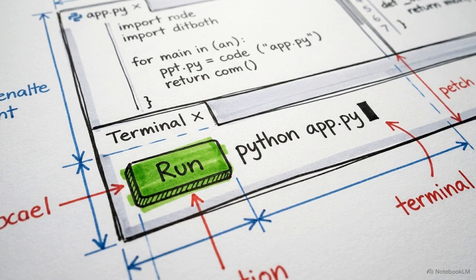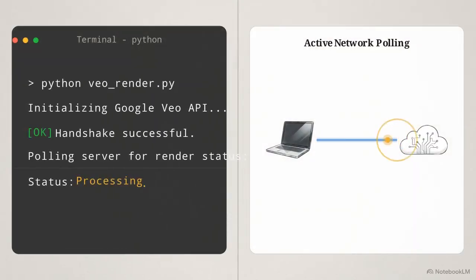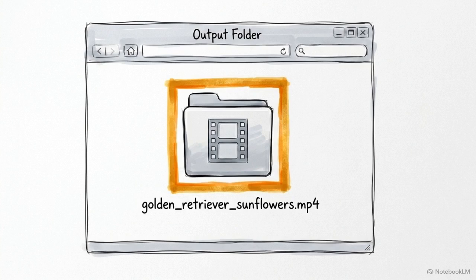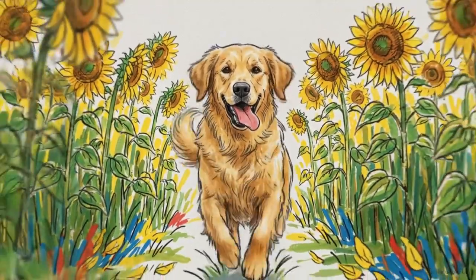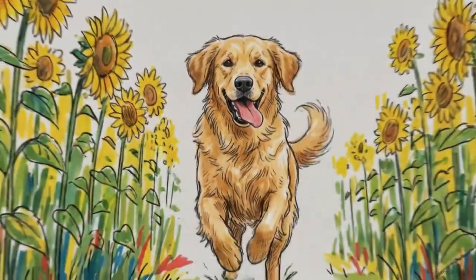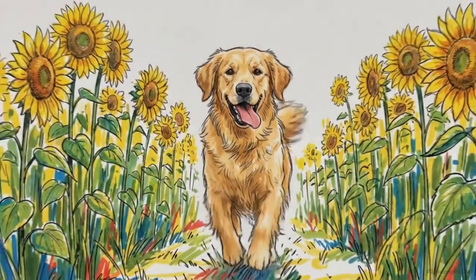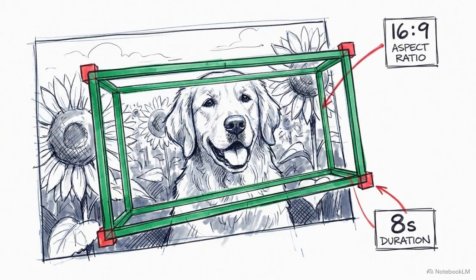Let's run the completed script in the terminal. You'll notice the terminal pauses. This confirms the polling loop is active and waiting for the server to finish the rendering process. When the loop finishes, the script exits, and the new MP4 file appears in our folder. If we play it back, we can see the result. A new shot of a golden retriever bounding through sunflowers, rendered according to the parameters we set in our code.